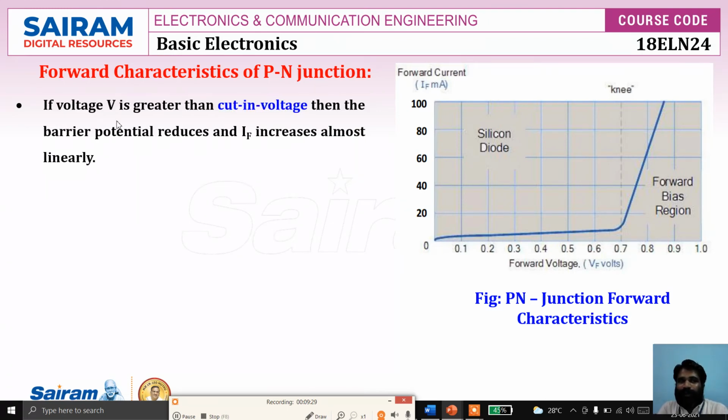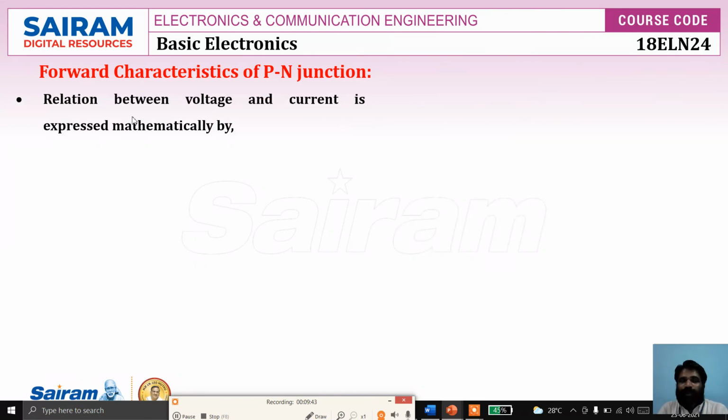So if the voltage V is greater than the cut-in voltage, then the barrier potential reduces and IF increases almost linearly. This is forward bias. So this is clear, no? Now we'll express the relationship between voltage and current mathematically.